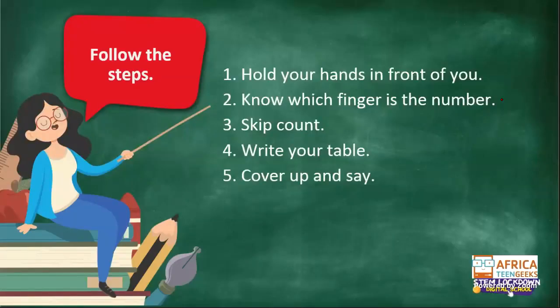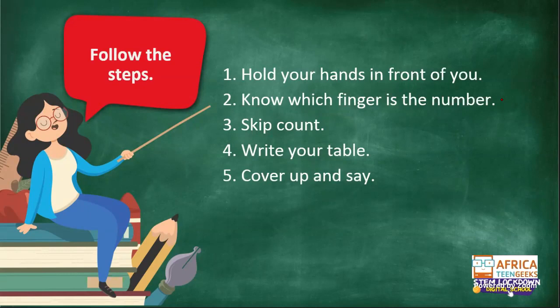Wow. Let us look at the steps and follow it again. Number 1, you put your hands in front of you. Secondly, you must know which finger is the number. If you look at your left hand and you look at the thumb, that finger is number 5. Your pinky finger at the right hand is number 10. And the pinky finger at your left hand is number 1. Pointy finger of your left hand is number 3.